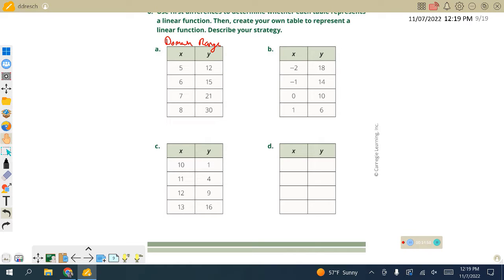Okay? What are you doing? 12 to 15. I say you all can read that. 12 to 15 is a plus 3. So how about 15 to 21? What are we doing from 15 to 21? Are we going up by 3? No, we're not going up by 3, are we? We're going up a little bit more, by 6. 21 to 30. What are we doing there? 9. By 9.